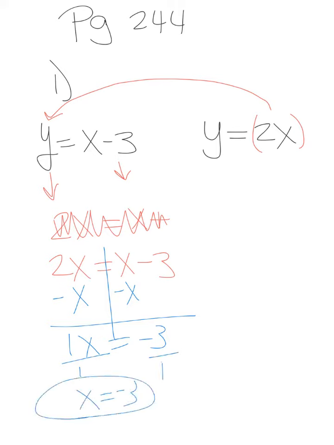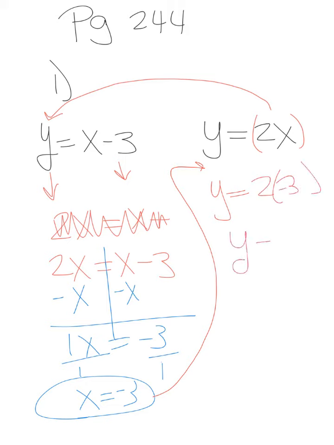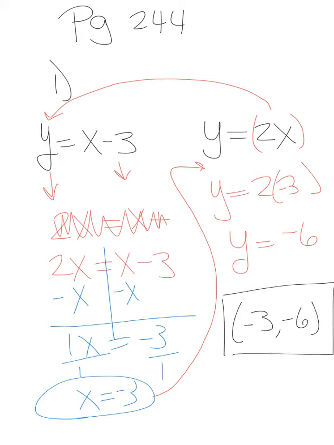We are not finished. Once you have x, you have to go back and find y. So I'm going to take my x equals negative 3, and I'm going to go all the way back to the other equation where it said y equals 2 times x, and I'm going to plug in negative 3 for x. 2 times negative 3 is negative 6, which means my y value is negative 6. Your final answer is the ordered pair negative 3, negative 6.